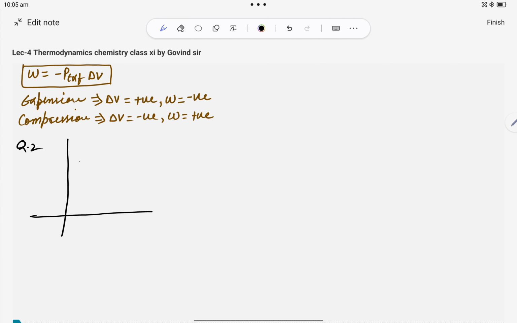One graph is given, pressure versus volume, with volume in liter and pressure in atm. Gas travels from here to here. This is point A, this is point B. Here volume is 1, here 2, and here 3. Here pressure is 2, then 4, and here it is 6.